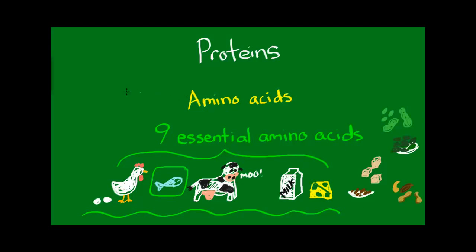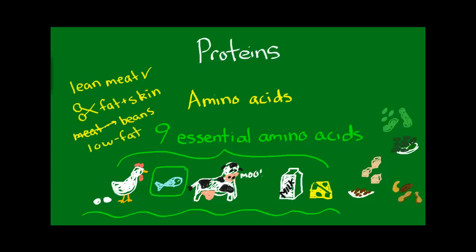To cut down the fat in protein-rich foods, choose leaner cuts of meat. Trim away the skin and fat. Replace your hamburger with a black bean burger or your meat taco with a bean taco. And buy low-fat or fat-free milk, yogurt, and cheese.